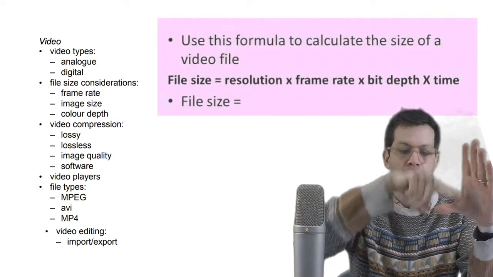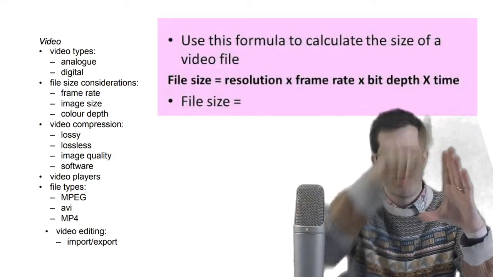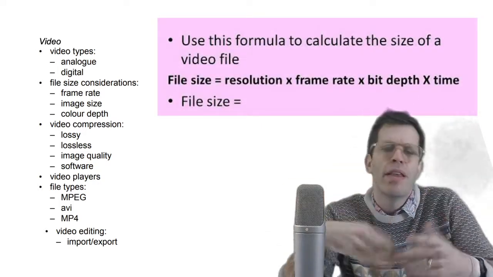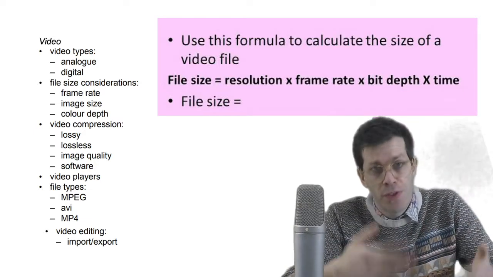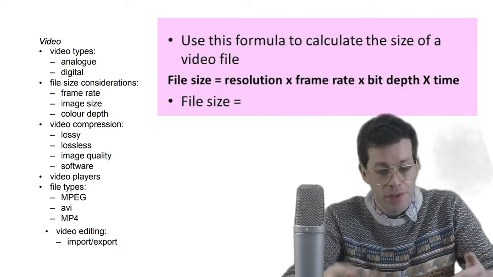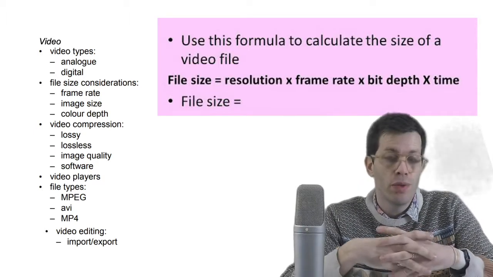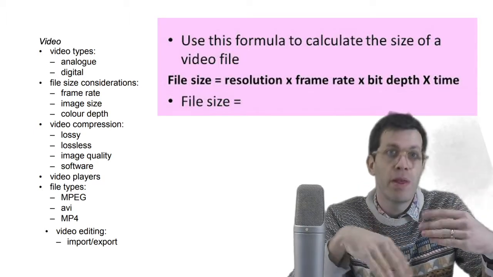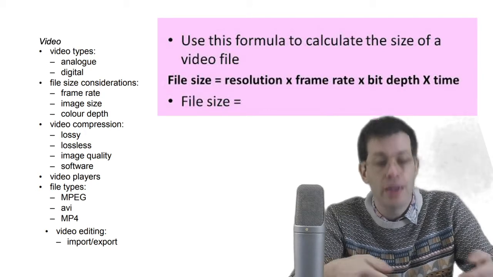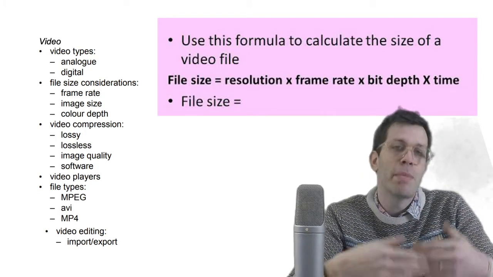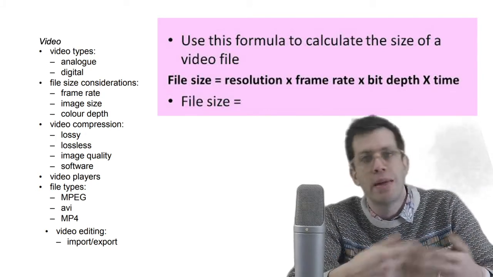So we work out the height by width in pixels. Then we work out the bit depth for each frame. Then it moves into video. We work out the frames per second. So we've got the size of our single frame, then we multiply it by how many frames per second, then we multiply it by the time in seconds, and that gives us our amount in bits.